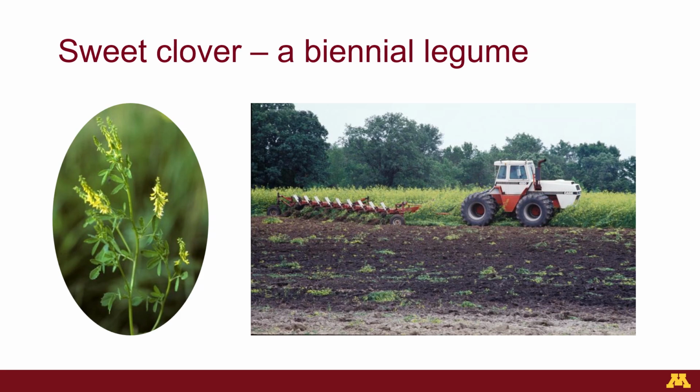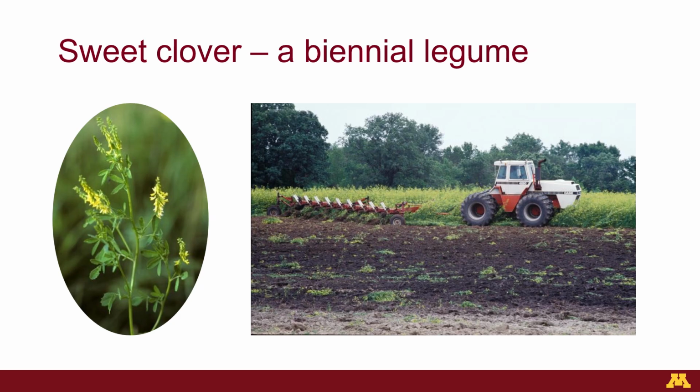Biennials grow vegetatively in the seeding year and do not flower. After overwintering, biennials regrow, flower, and die in the second year. Sweet clover is a tall, growing legume that has both yellow and white forms. Sweet clover is primarily used as a green manure crop and is plowed down to add nutrients to the soil.